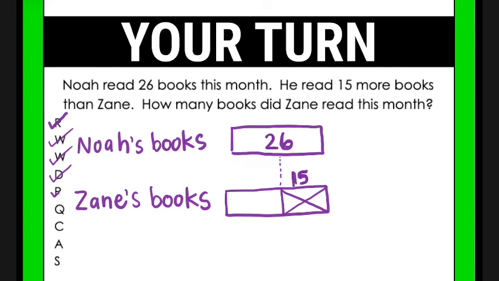So now I'm up to the Q for my question. How many books did Zane read this month? So my question mark goes in Zane's unit bar because now this part of my unit bar represents how many Zane read.